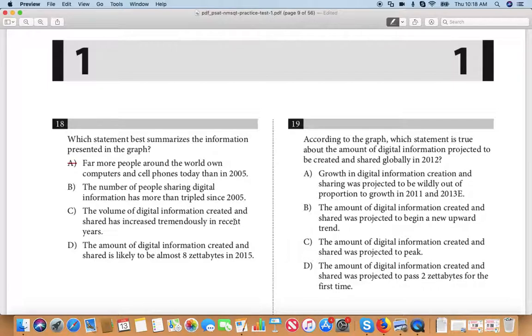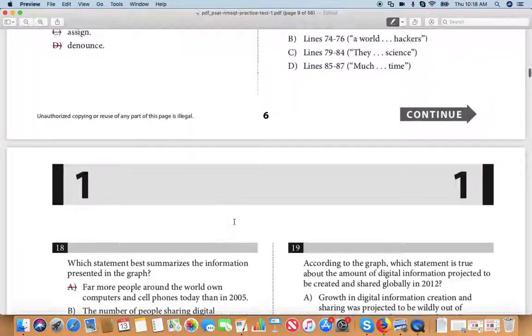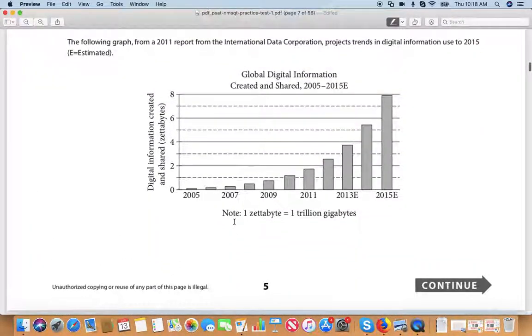The number of people sharing digital information has more than tripled since 2005. Okay. Does that summarize the information presented in the graph, that the number of people sharing digital information has more than tripled since 2005? The number of people sharing digital information has tripled since 2005. You see any evidence to support that or eliminate that? Stan was asking. I don't know.